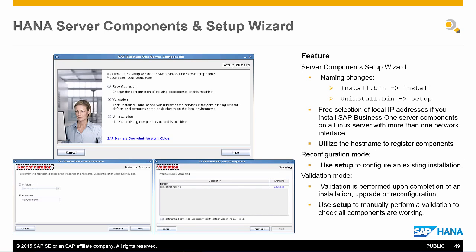In reconfiguration mode, you can use the setup script to configure an existing installation. Configurable settings include the database address, the database user, service port, and so on. In validation mode, a validation is performed upon the finish of an installation, upgrade, or reconfiguration, and you can also use the setup script to manually perform a validation and check if the SAP Business One components are working accordingly.